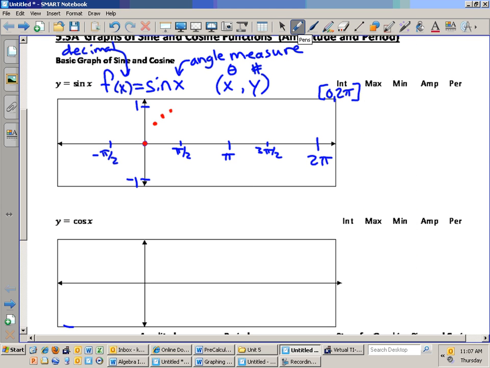And finally, pi over 2. If you look at pi over 2, which is 90 degrees, what's the y value at pi over 2? 1. So the sine of pi over 2 is 1.